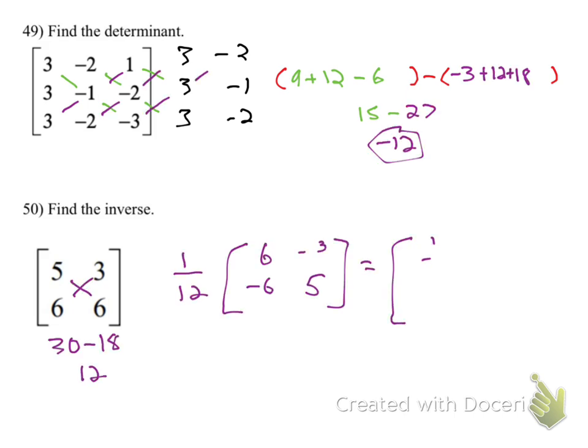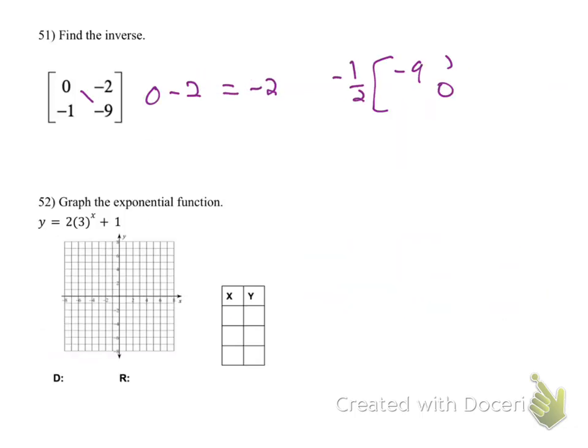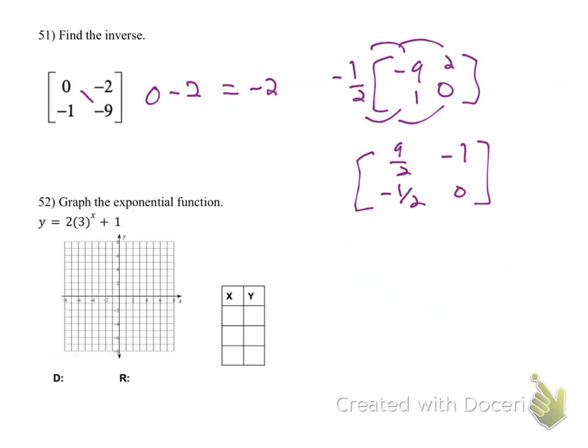50, finding the inverse. Okay. Find the determinant. We do 1 over the determinant. We flip A and D, and we multiply B and C by -1. Then we distribute that 1/12 to each term. 51, again, we're finding the inverse there.